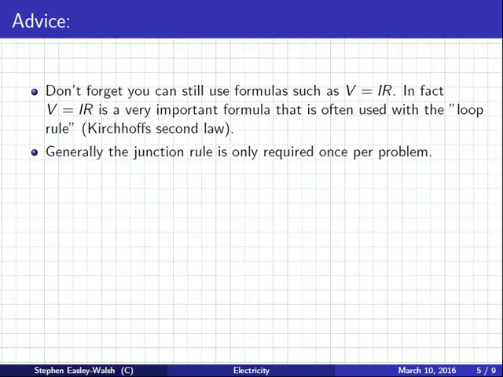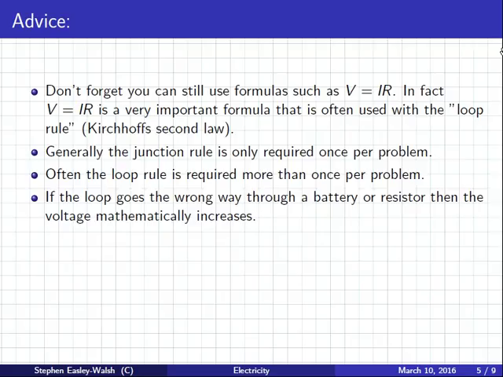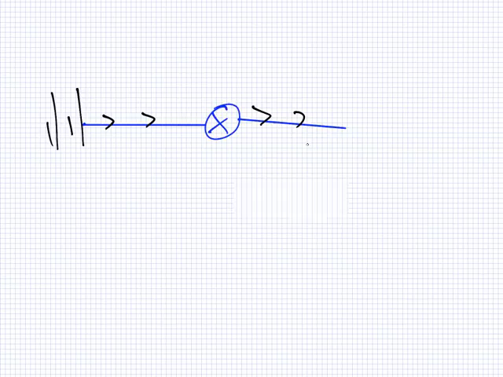Next, often the loop rule is required twice in the exam. Not always, but usually. And if the loop goes the wrong way through a battery or resistor, then the voltage increases. For example, imagine you have a resistor here, and you have a battery here, and the current is going this way, but if you make a loop that goes backwards through the resistor, instead of having a minus voltage, you'll have a plus voltage in the formula.